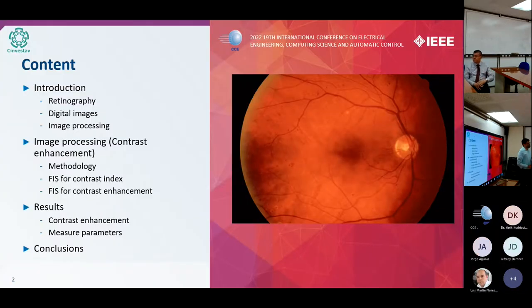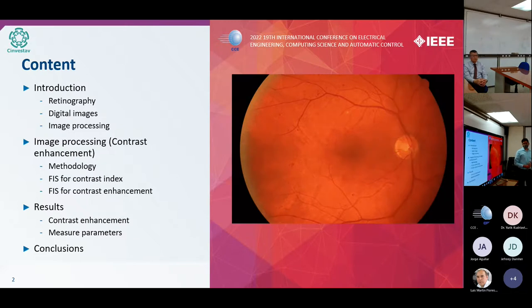The content is organized as follows. First, I'm going to give a brief introduction talking about retinography, digital image, and image processing. Then I will explain the method we developed to make our contrast enhancement. Next, I will show some results, and finally, the conclusion.